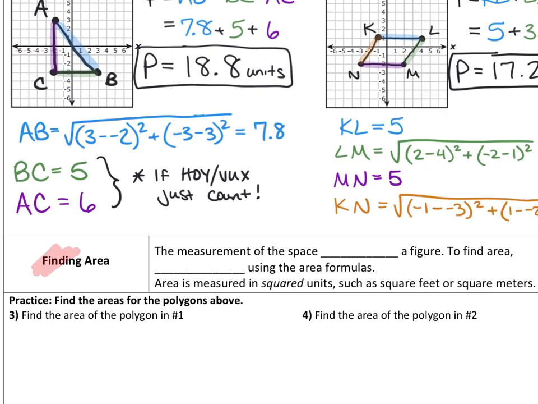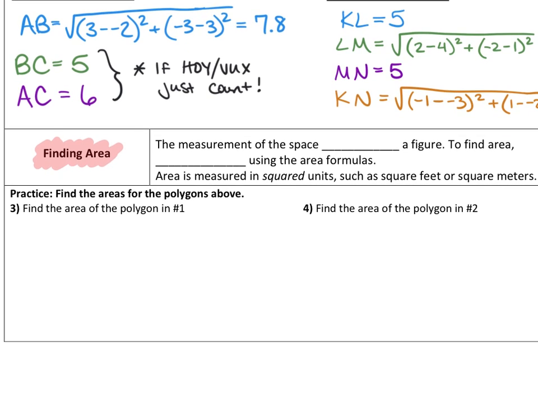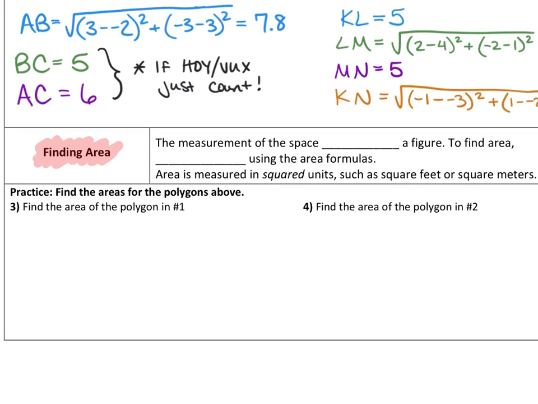For most objects, it's going to be length times width. And by most objects, I mean like rectangles, which are a lot of the things in the world we measure, length times width. But we're not always going to have a cute little rectangle or square. So finding area is going to require your formula chart because there are a lot of different formulas for area depending on what figure you have, what shape you have.